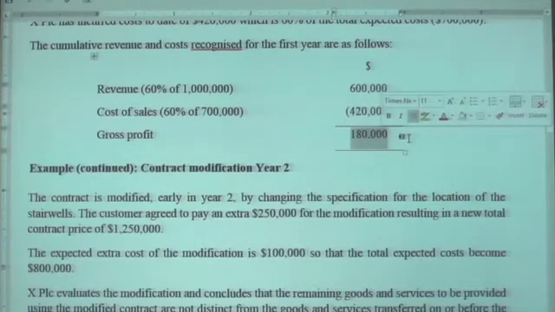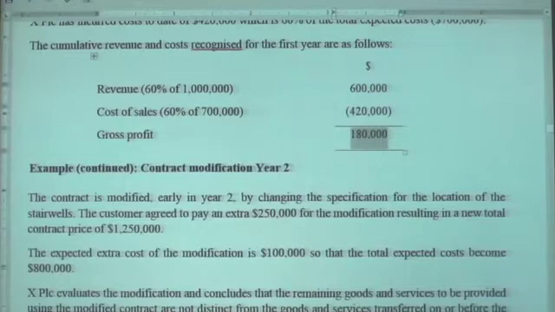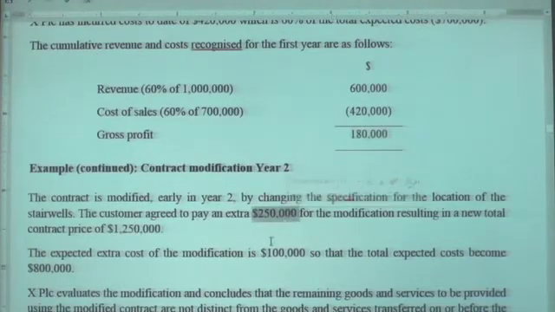Clear? Now, at the end of the first year or early in the second year, the contract was modified by a change in the specification for the location of the stairwells. The customer agreed to pay an extra $250,000 over the original price. Therefore, the price will be 1.25 million from the second year onward. The modification results in a total price of 1.25 million.